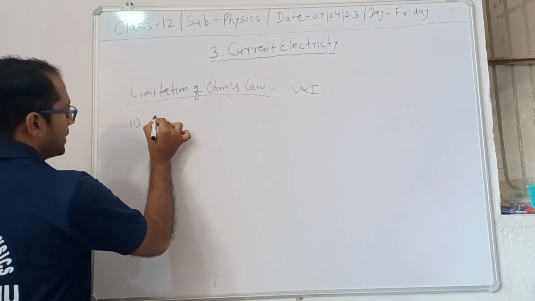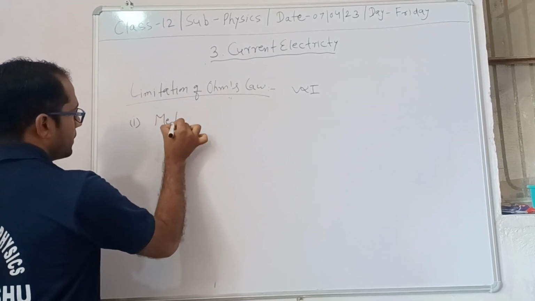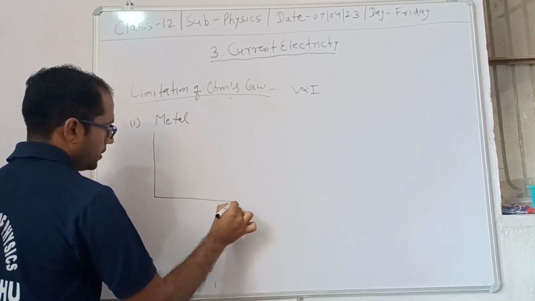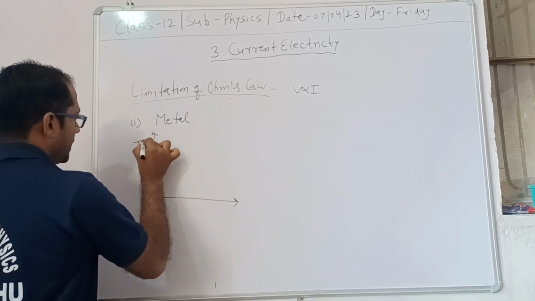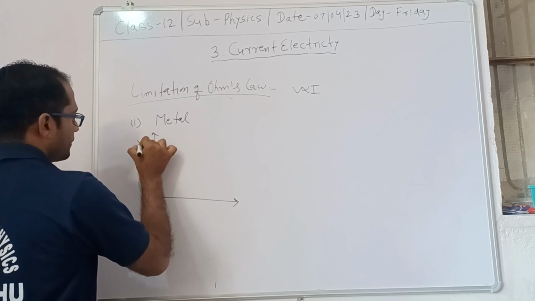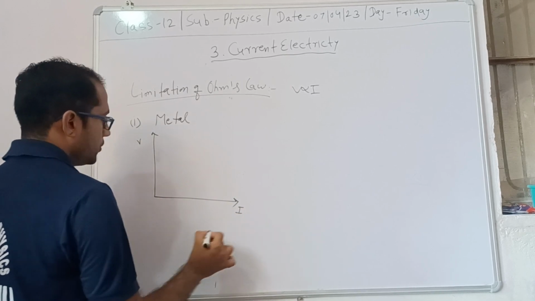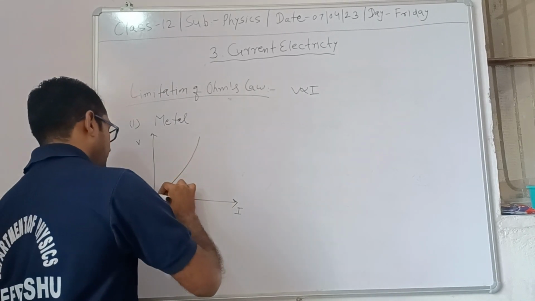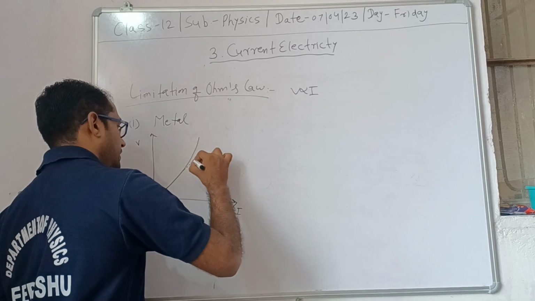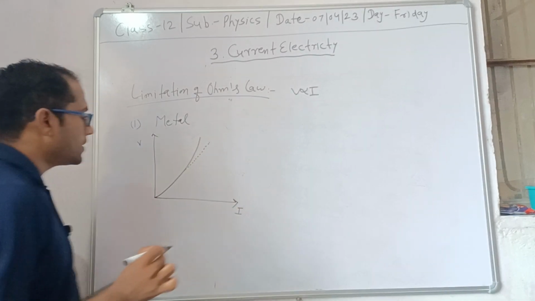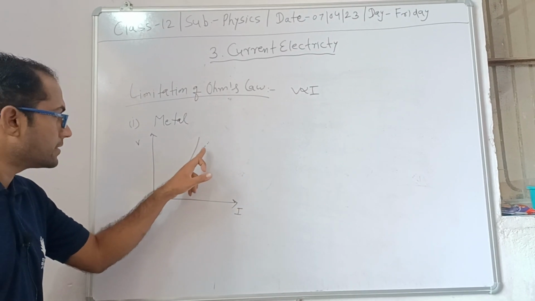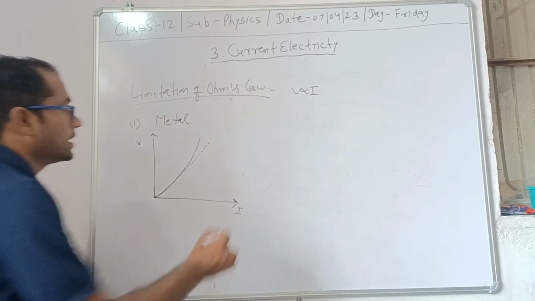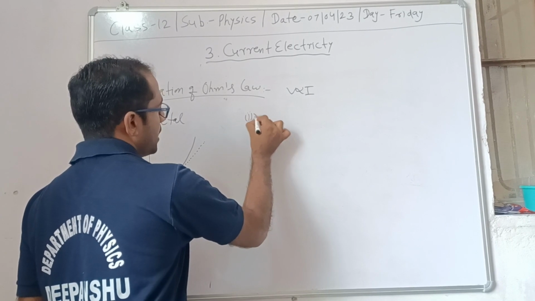If you are using a metal and you plot the graph of V in volt against I, you get this type of graph. But we consider this type of graph. This is the basic difference: we consider it like this, but the actual graph is like this. That is the first exception.